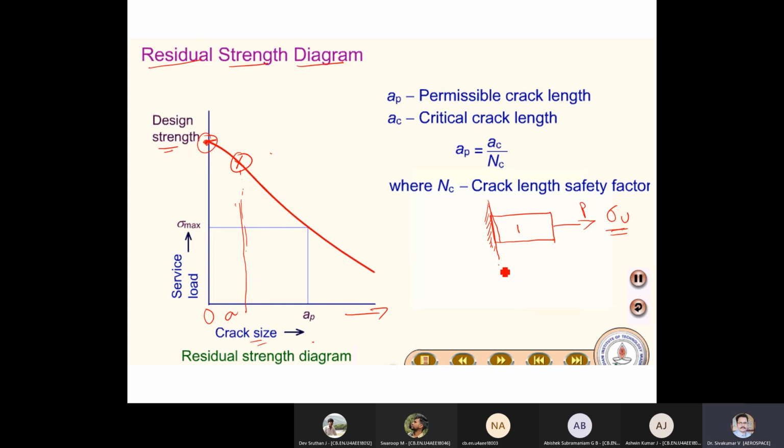Then another specimen, same specimen only, with a little bit bigger crack length. It will fail at an ultimate load. Definitely it will be less than the previous two. Why in this case? Because my A is more.